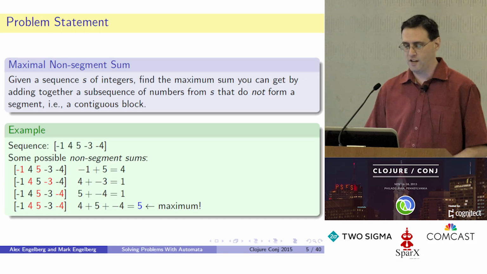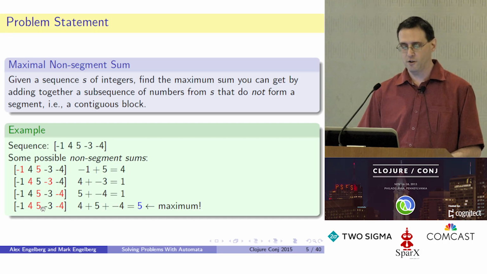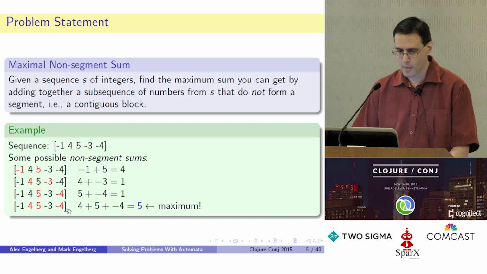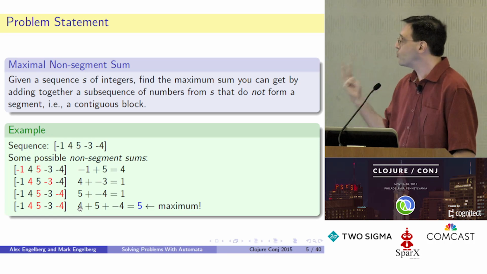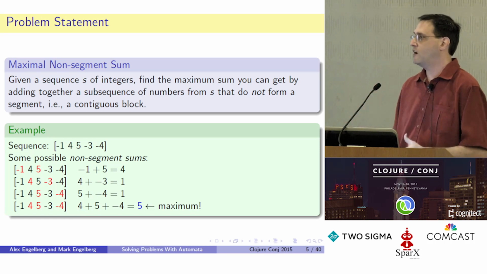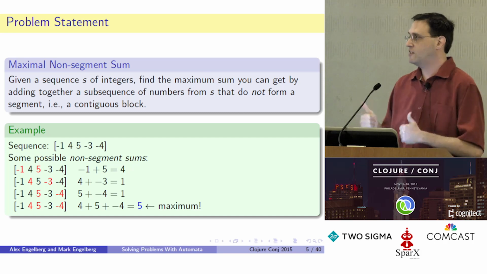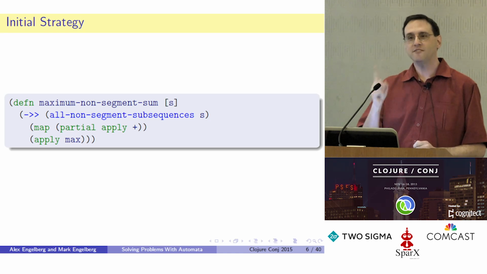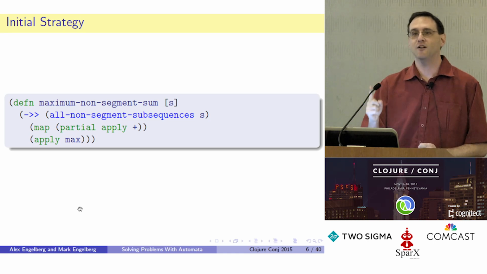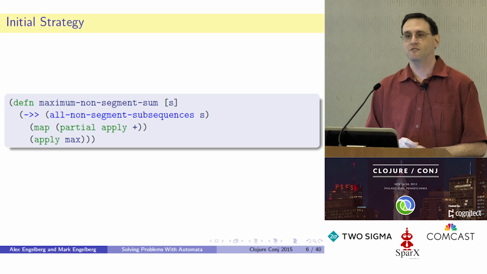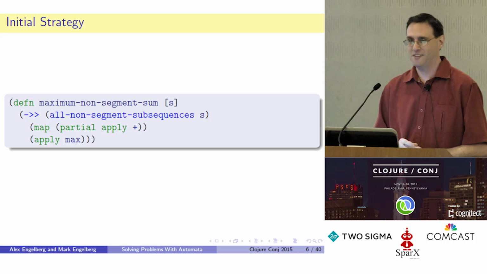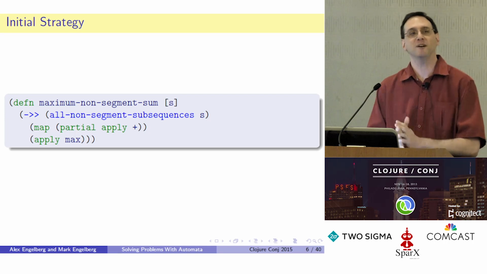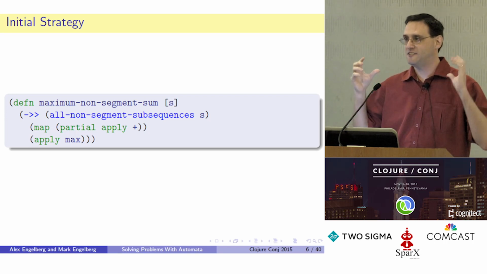In this particular example, the maximum sum you can achieve in this way would be 5, by adding up the numbers 4, 5, and negative 4. 4 and 5 are consecutive in the sequence, but the three numbers together do not make a contiguous segment. So that's the key. Also, just 5 would be a solution, right? Well, that's a singleton, and a number by itself is considered a segment, so that would not be a solution. Make sense? It's a little bit of a tricky concept, but we're looking for a subsequence that is not considered a segment.